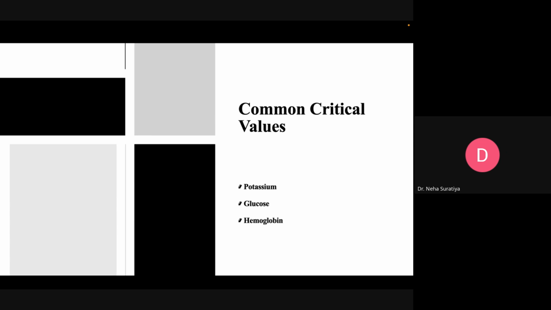So would you wait till morning to treat a patient if the patient has very high potassium? Would you wait till morning? No, of course not, right? So this is how critical values need to be treated, right? This is emergency medicine.